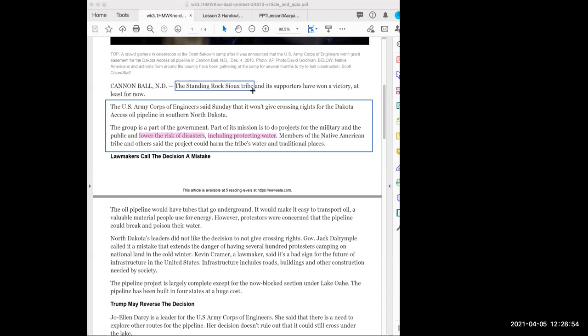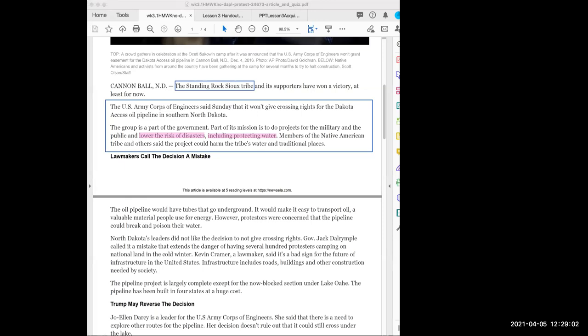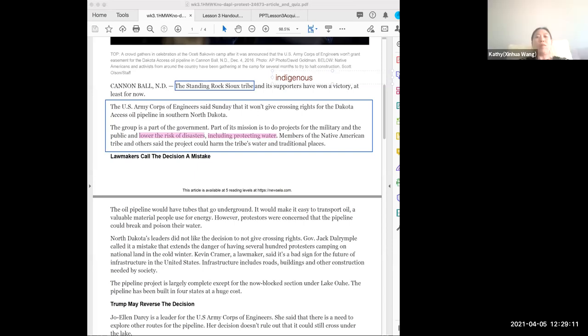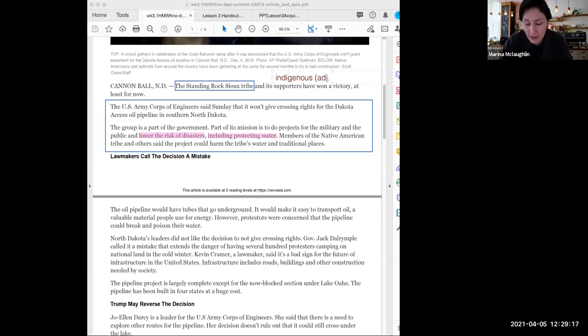A group of people. Indigenous. It's a group of people. Okay. Somebody want to add to that? How do you spell indigenous? Indigenous. Yes. What is indigenous? Native person of that country. Exactly. Indigenous are the native people of a land, right?